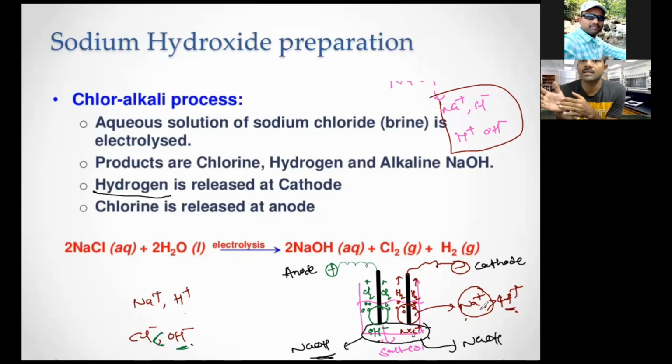Okay, hydrogen gas is released at the cathode finally, and Cl2 gas is released at the anode. Then Na plus remains in the solution. Similarly, OH minus ions remain in the solution. In the solution we now have Na plus ions and OH minus ions. This Na plus and OH minus will combine and give NaOH solution.